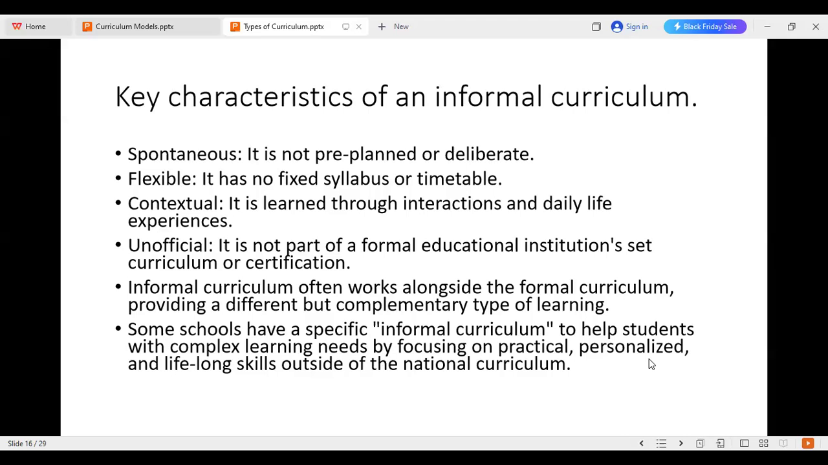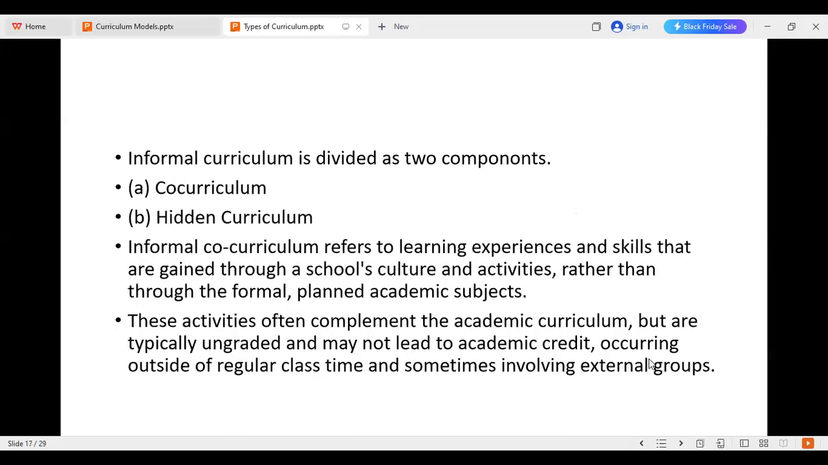You know that some schools have a specific informal curriculum to help students with complex learning. Now we can see in Colombo, swimming pool. Most of the schools have swimming pools, but in rural area and plantation area, we can't expect those things. Informal curriculum is divided into two components: co-curriculum and hidden curriculum.